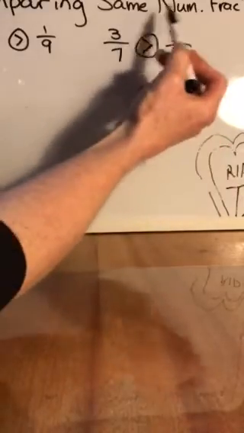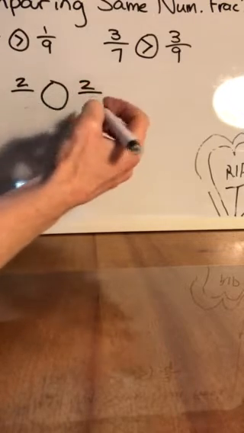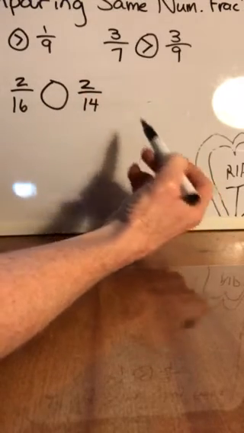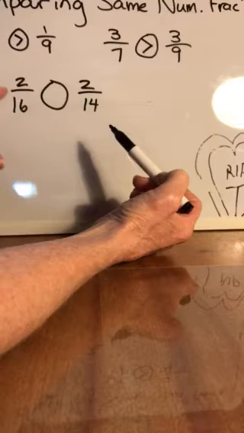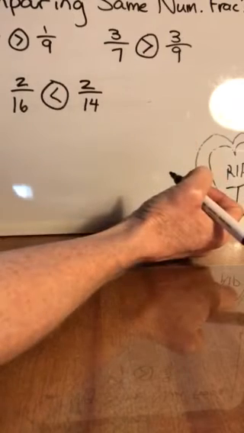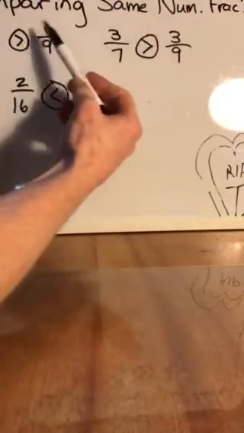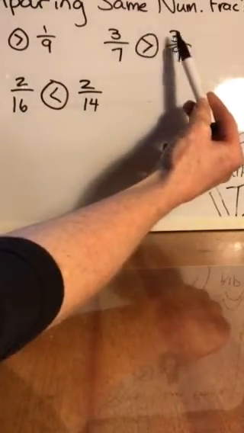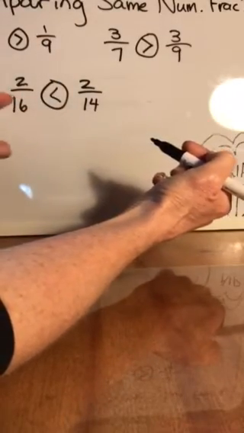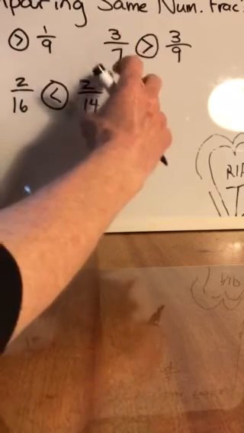Okay, so anytime you have the same numerator in fractions, you are using the unit fraction rule. Okay, so same numerator. Now the fraction with the bigger denominator is the smaller fraction. Okay, so whether it's a unit fraction or whether it has the same numerator that isn't a 1, it's still the same rule. The bigger the denominator, the smaller the fraction. Okay, the smaller the denominator, the bigger the fraction.